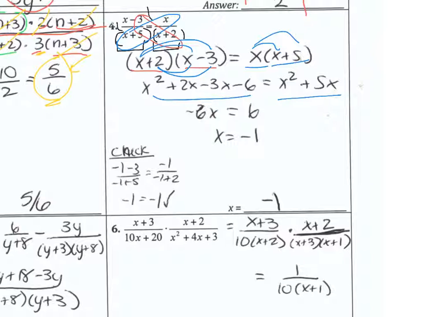Get all terms on one side, so if we subtract x squared, they cancel. If we combine these, we get negative x, and then if we subtract this, negative x minus 5x is negative 6x. And then if we move this to the right, add 6, we get 6.